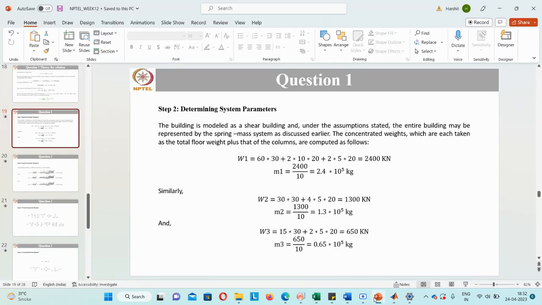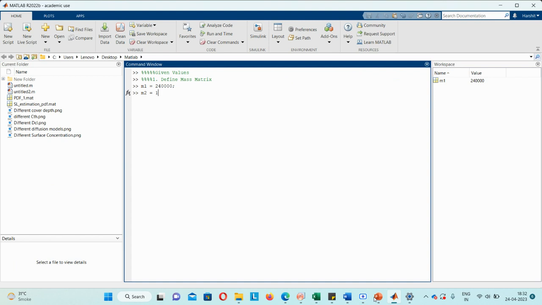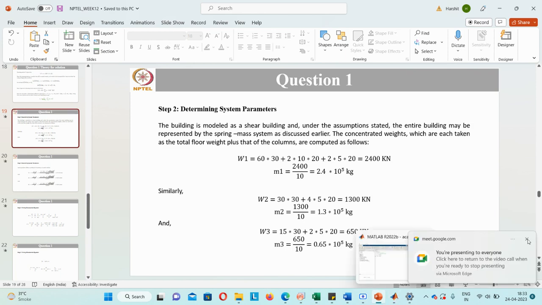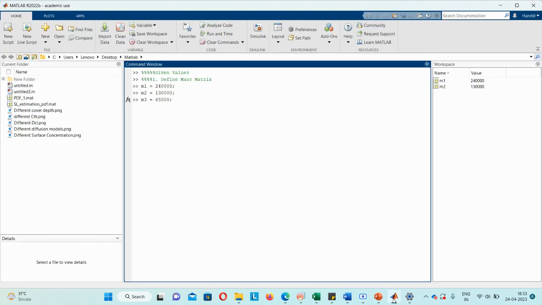M2 is 1.3 into 10 to the power 5, 13 and 4 times 0. And M3 is 0.65 into 10 to the power 5, so 65000. How will the mass matrix be written? M1 0 0, 0 M2 0, 0 0 M3. So M1 0 0, 0 M2 0, 0 0 M3.